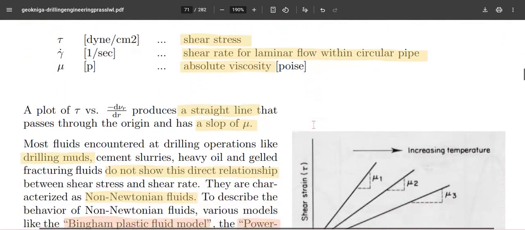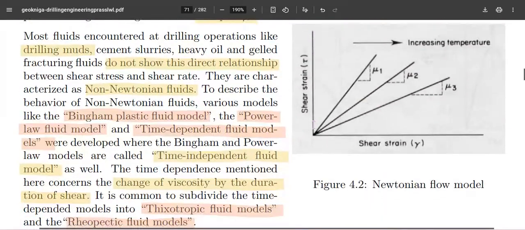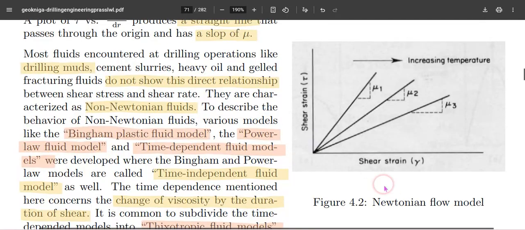This is easily described in the graph, figure 4.2. This is shear strain and shear stress, and when we draw the proportionality between the shear stress and shear rate geometrically, it ends up in straight lines. The slope of each and every straight line will determine the viscosity. So if there is a high viscosity, there will be a high slope. If there is a low viscosity, there will be a low slope of that particular straight line.